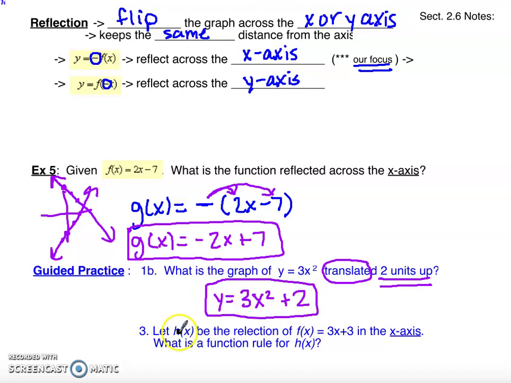And finally, the last guided practice. Don't ask me why these are numbered funny, but they are. Let h of x be the reflection of f of x equals 3x plus 3 over the x-axis. What is a function rule for h of x? So instead of using g of x to show the new function, they want us to use h of x instead. Equals, and then I want to show a reflection. So remember, we take this entire function and we put a negative in front. We then distribute in that negative to get your new function. So that would be negative 3x minus 3. All right, you should be ready for your 2-6 homework.